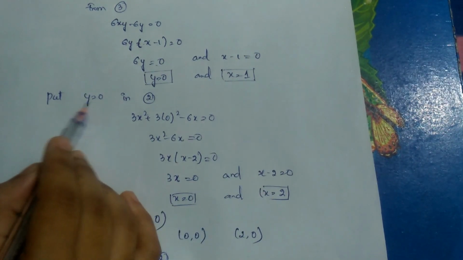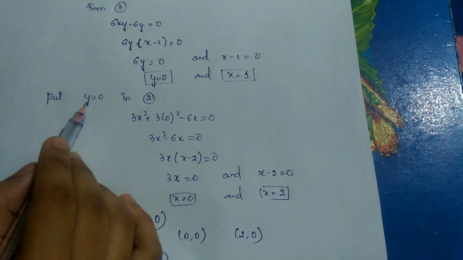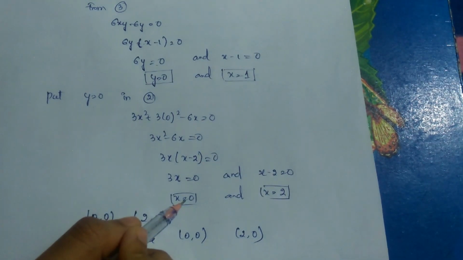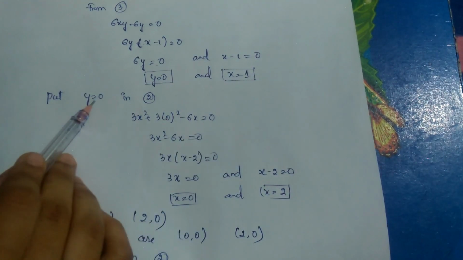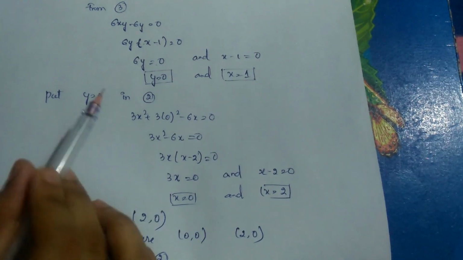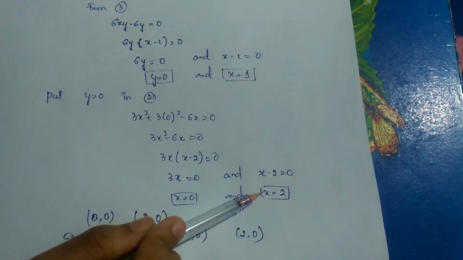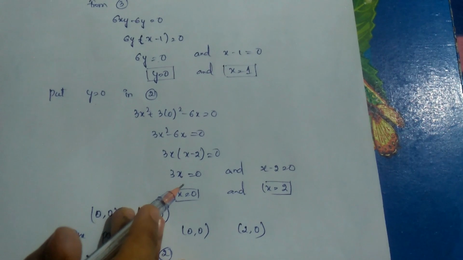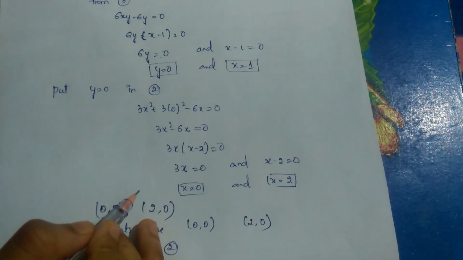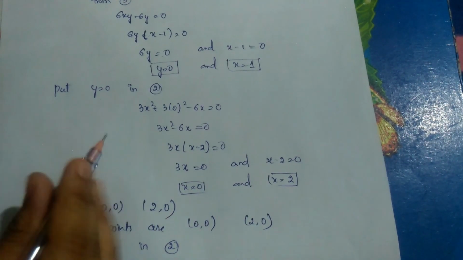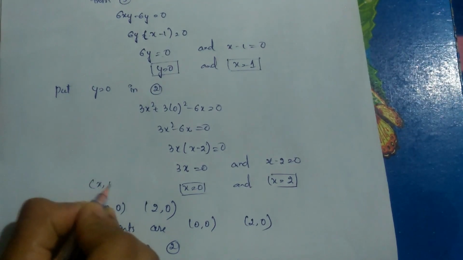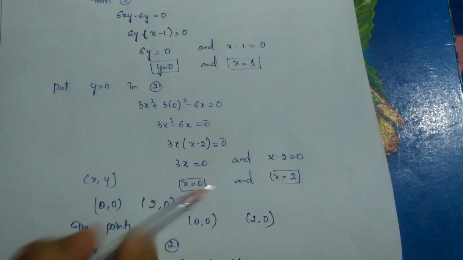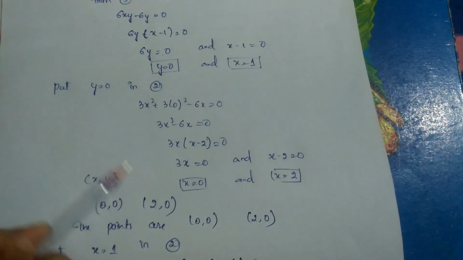So when we substitute the value y equal to 0 in equation 2, we get the values of x as 0 and 2. It means y with the first x value and y with the second x value. So the points come as, we know the point is (x, y). First we write the x value and second the y value, that is (0, 0) is the first point and (2, 0) is the second point.